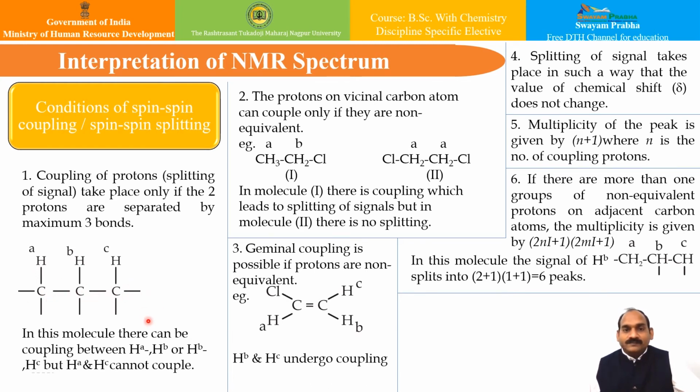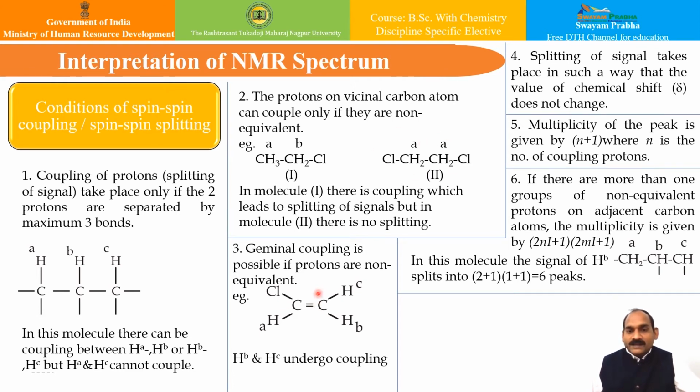Likewise, the second point to be noted is that protons on vicinal carbon atoms can couple only if they are all non-equivalent. Likewise, this is A kind of proton, this is B kind of proton. In molecule 1 there is a coupling which leads to splitting of signal, but in molecule 2 there is no splitting because they are not vicinal, isn't it? And therefore they will not couple.